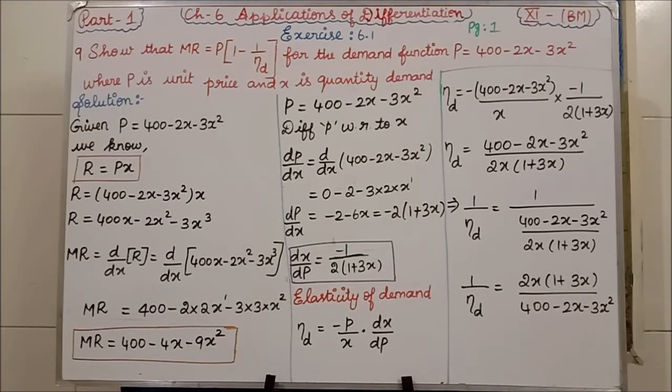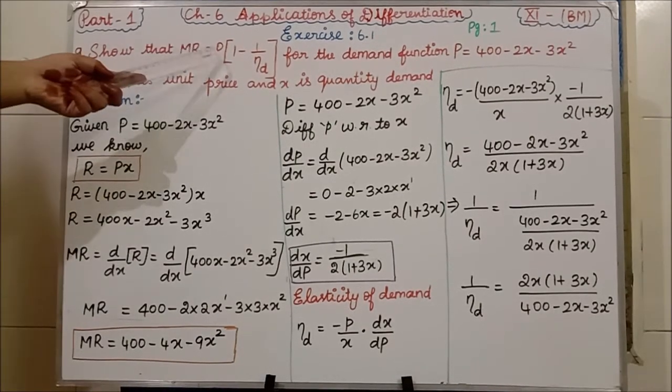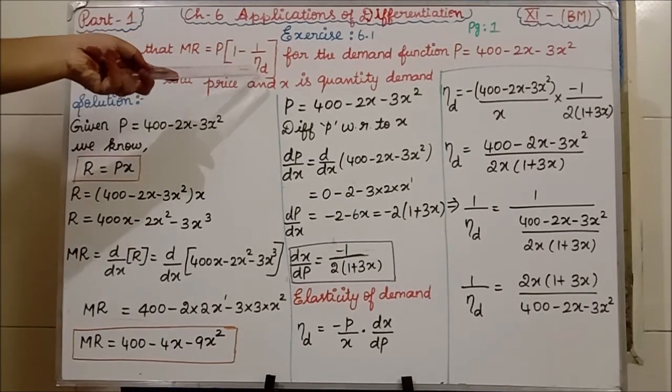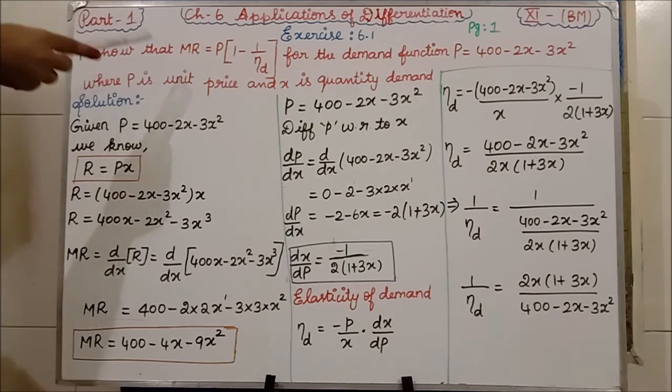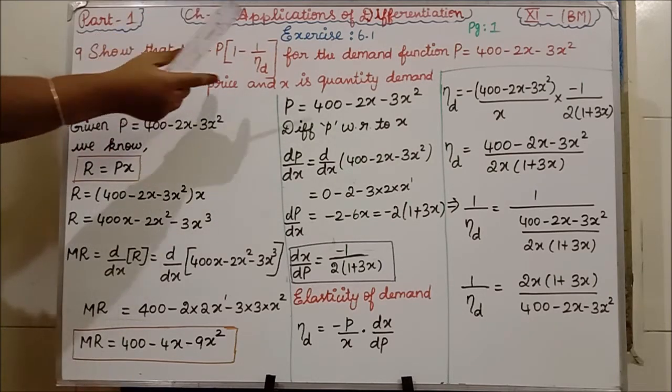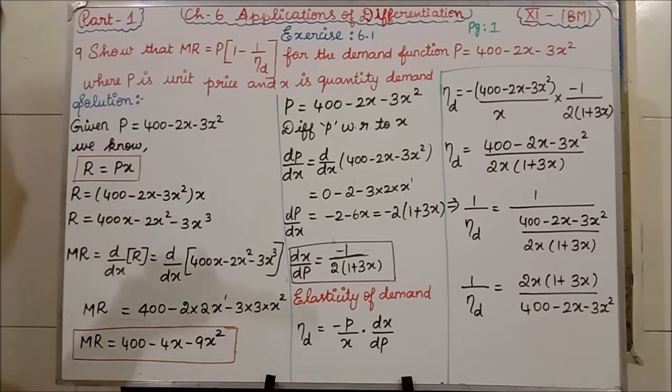Students, next we will see the ninth question. Show that marginal revenue is equal to P, price, into 1 minus 1 divided by eta D, elasticity of demand. Okay, what we have to prove is that the marginal revenue value is equal to the value of this full expression. Both the values, LHS and RHS, you have to get the same.